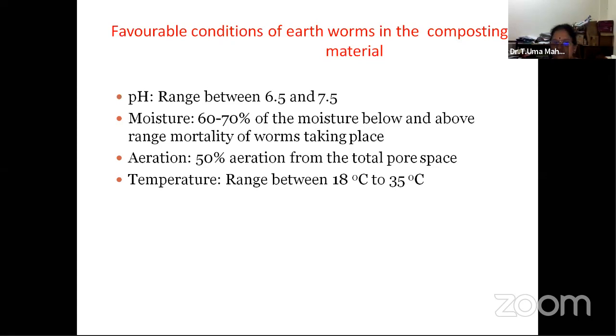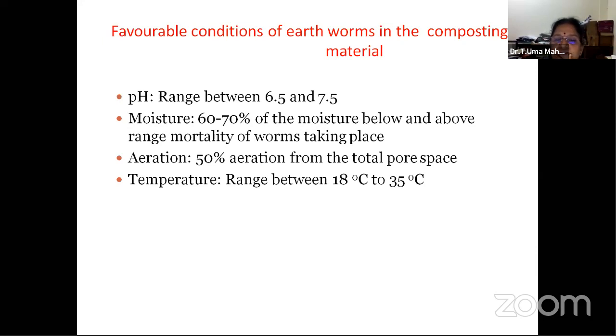Then aeration, 50% aeration from total pore, because when they form the bed and you go on regularly watering to maintain 70% moisture, automatically the entire bed will become compact and no air will pass. So you have to regularly sprinkle water to maintain the optimum moisture.